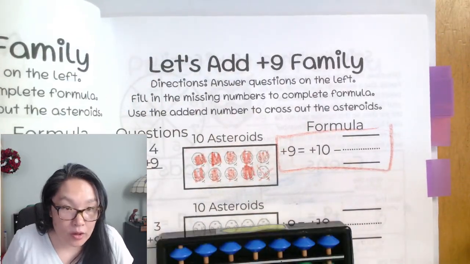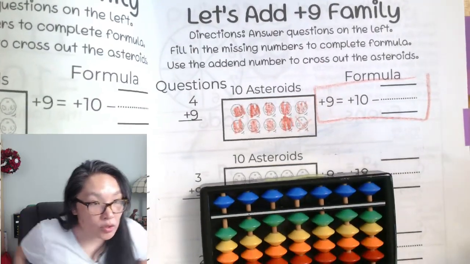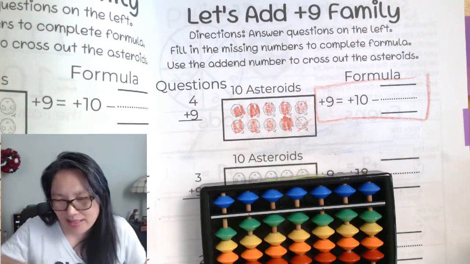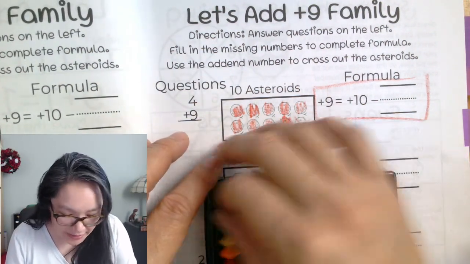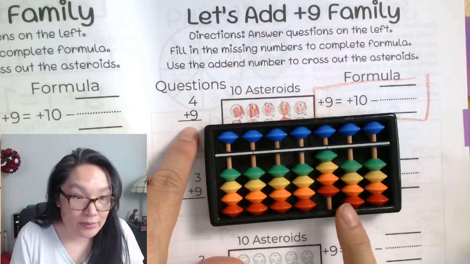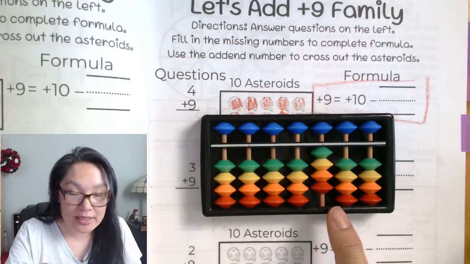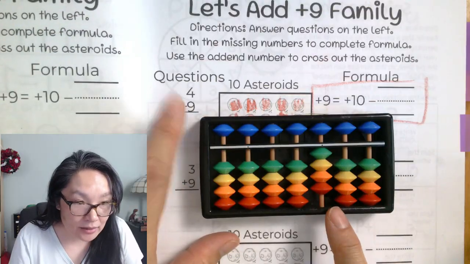Now, I have a 4. Notice this is another story, right? Oh, is it a story? I think it's a story. We have a 4. We add the 4 on the abacus. That's fine. We have the 4 on the abacus. That's great. Now we have to add the 9.